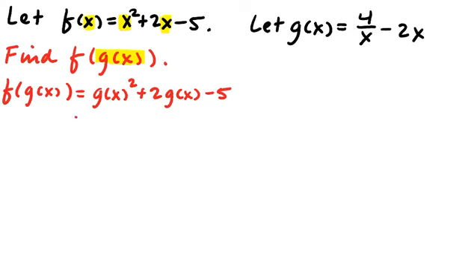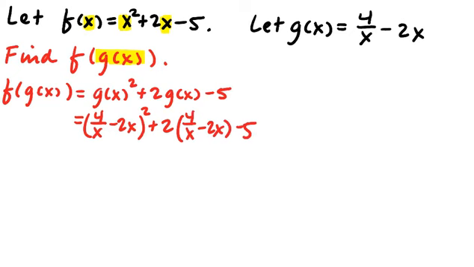So that's 4 over x minus 2x, squared, plus 2 times 4 over x minus 2x, and then subtract 5. You could go ahead and square that binomial maybe, or double that thing when that time comes. Or you could not, and this would be just as correct. I would tell you to stop here. This is a safe place to stop.